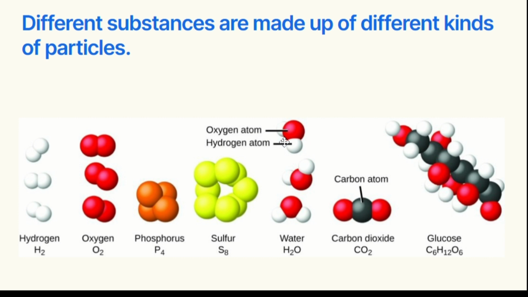But if I say, for example, water, right? It's made of 2 different types of substances or particles, 2 hydrogens and 1 oxygen. That's why there are 2 white particles here and then 1 red one. The red shows oxygen, and the 2 whites show hydrogen. So this shows how different substances are made up of different kinds of particles. Hydrogen has a different type of particle than oxygen does, and oxygen has a different particle than phosphorus, and so on.